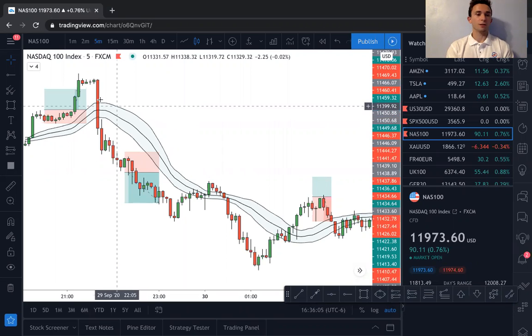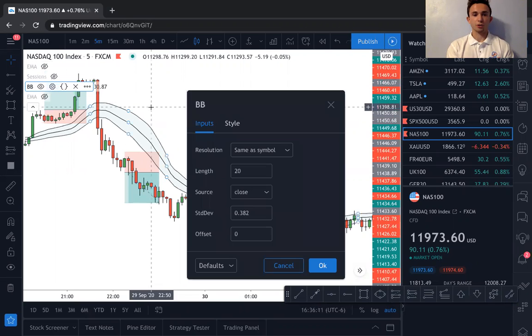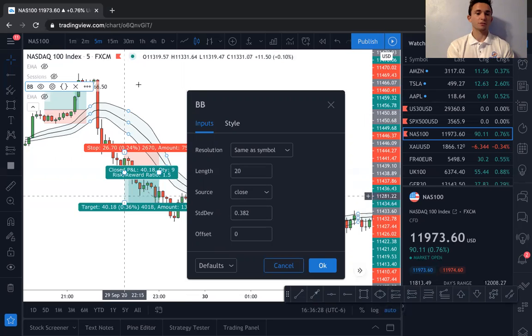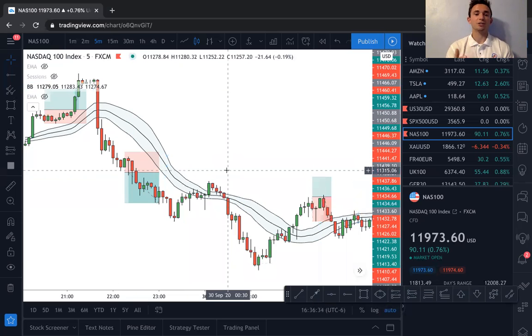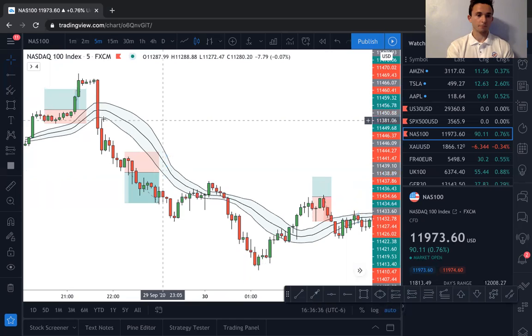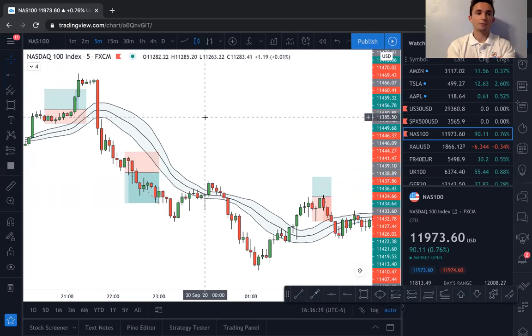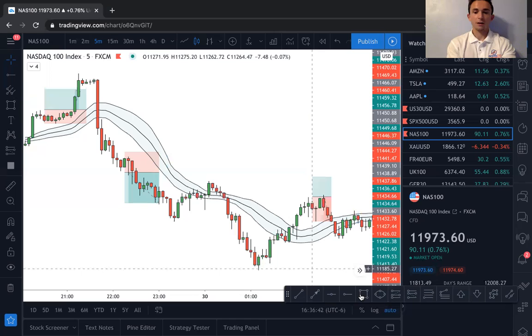And so basically what you want to do is I'm going to open up the settings for this here. You're going to put the Bollinger Bands on your chart. You're going to keep your length at 20, and then your standard deviation, it's 0.382. Now that's the key right there, because it's going to restrict the Bollinger Bands. Usually with Bollinger Bands, they're way bigger and the price will just bounce back and forth in between them. What we're doing is we're using them as an indication of where the trend is going to be going.